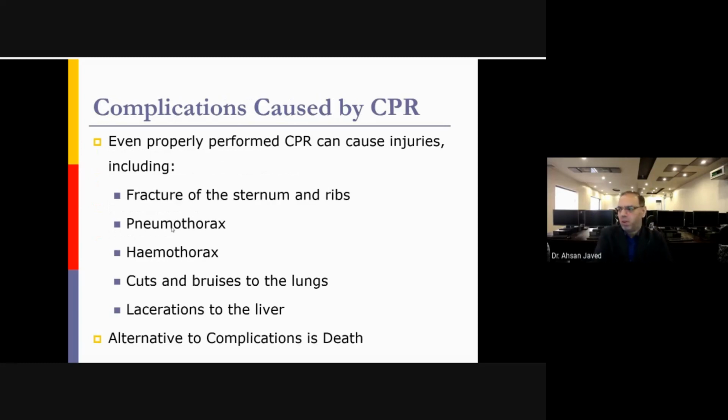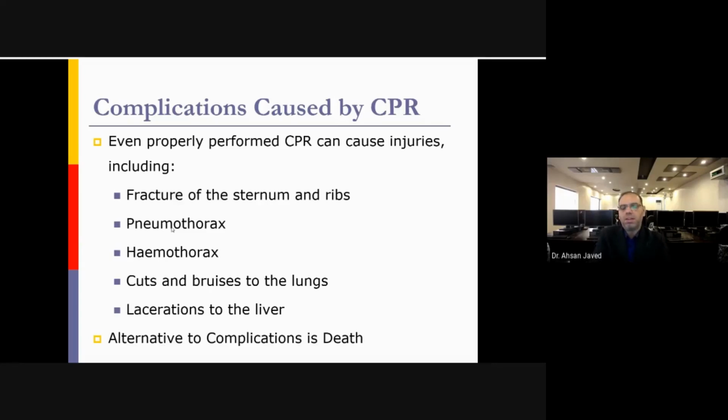Complications which may be caused by the CPR, even properly performed CPR, can cause injuries. It can cause fractures of the sternum and ribs. I've gone through a news where a passenger in the aeroplane was resuscitated, and the resuscitator ended up fracturing his 3 or 4 ribs. But the fracture of the ribs is at the cost of saving the life of that person. So it may be an associated complication, fractures of the sternum or ribs.